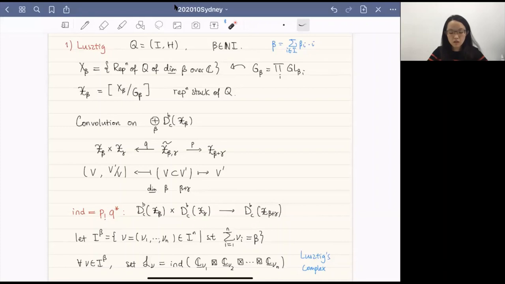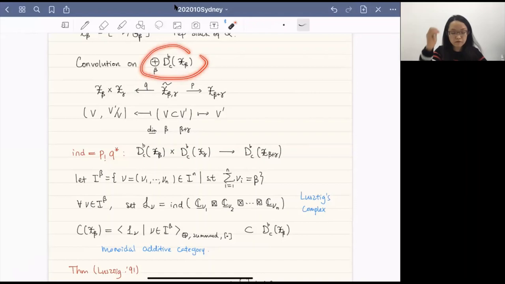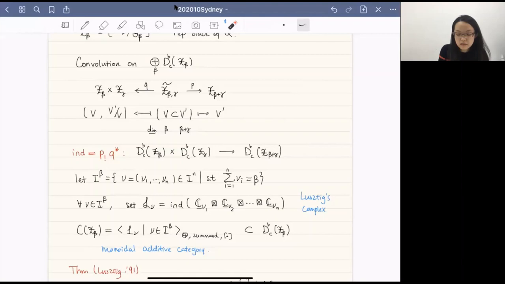And then, so what we're interested in is actually not the whole derived category of constructible sheaves, but only an additive subcategory inside it, which is formed by some semi-simple complexes. And so they're defined as follows. So let's consider the set, which I denote I_beta.